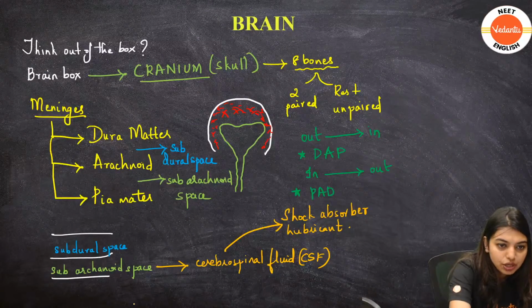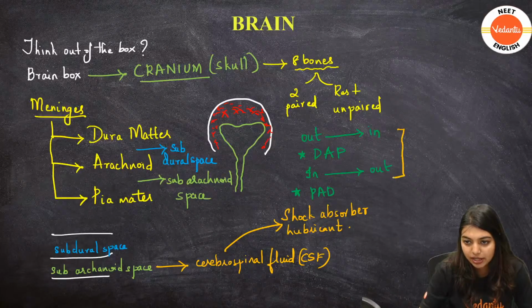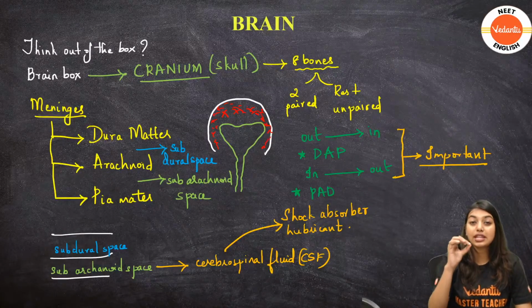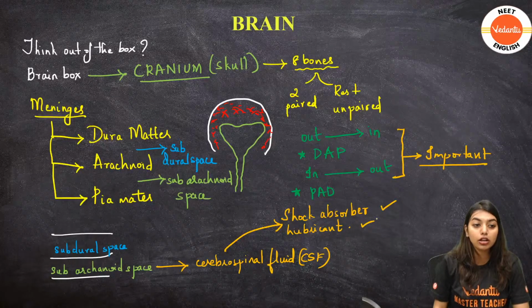Yes. Now, dura mater, arachnoid, pia mater, I would request all of you to keep these two points in mind. Very, very important. It is DAP and PAD, right? DAP and PAD, very, very important. So keep this in mind as well. And also about your cerebrospinal fluid, it acts like a shock absorber and it also acts like a lubricant.